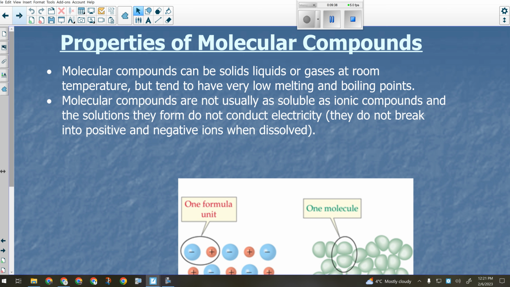Molecular compounds are not usually as soluble in water. There are obviously exceptions, like sugar is fairly soluble in water, but oil obviously is not. We always talk about how oil and water separate. That's a molecular compound, doesn't dissolve in water. Gasoline, candle wax, stuff like that, they don't dissolve in water. They're organic, but they're also molecular compounds, and they're not as soluble.